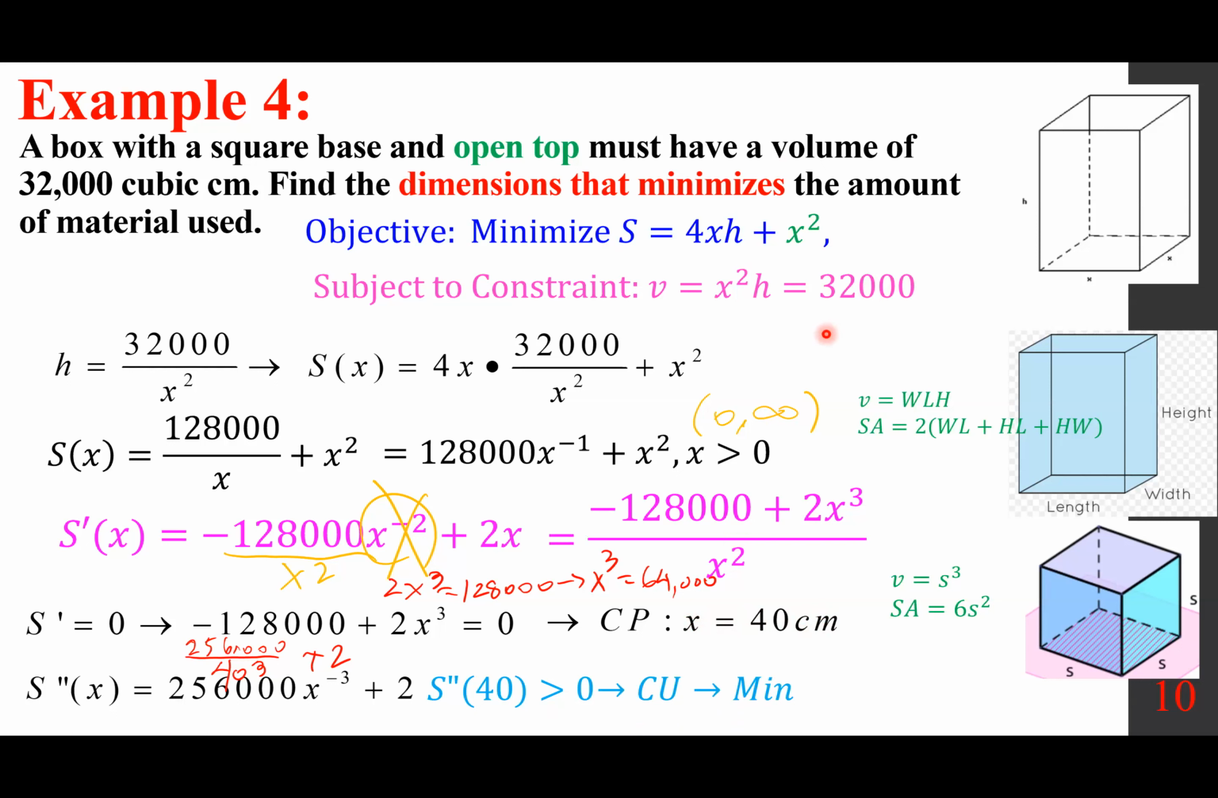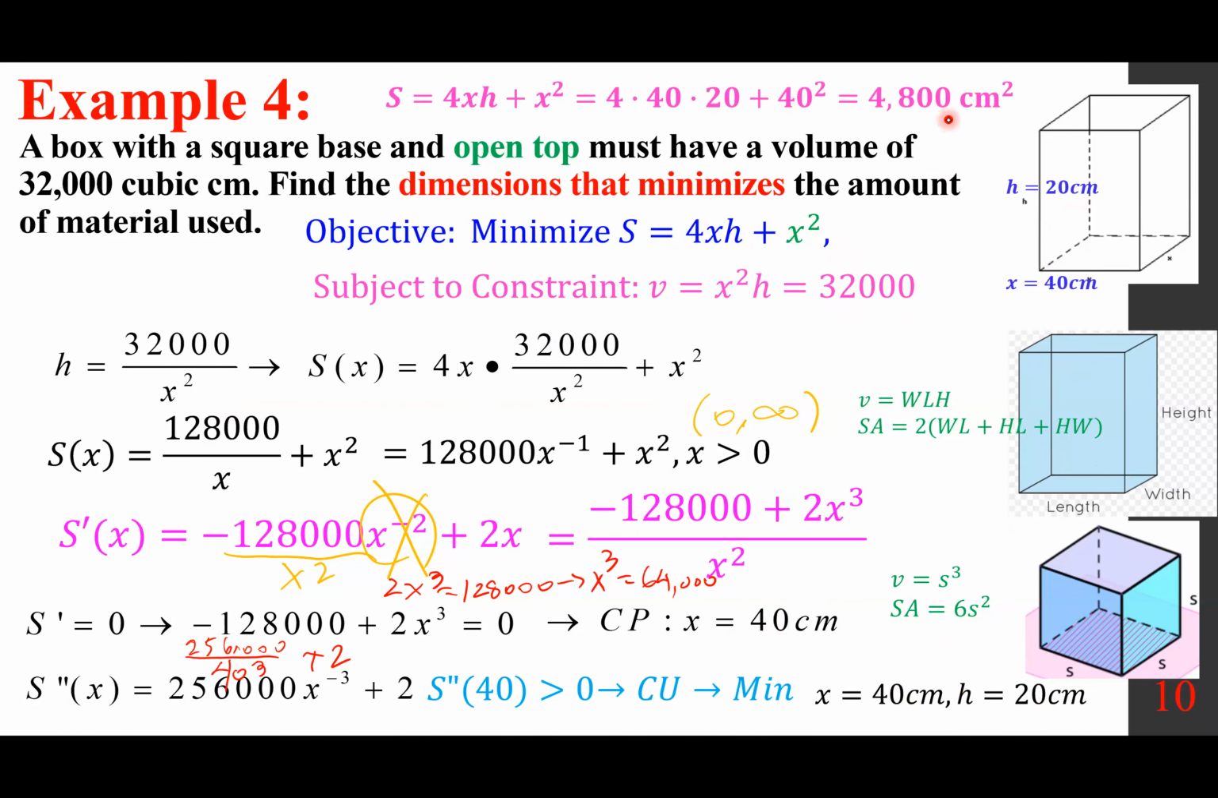Now go back here, figure out the surface area, figure out the volume, all of the above. So if I put this back here or here, it can give me the h, either this one or this one. Give me the h. So h is 32,000 divided by x squared, divided by 40 squared, or 1600, which gives you 20. So we have the dimensions. We are done because that's all we wanted. But if we were interested in finding the surface area, we have to plug it into that. So h is 20, x is 40, and if you plug in, you get 4,800 centimeters squared.